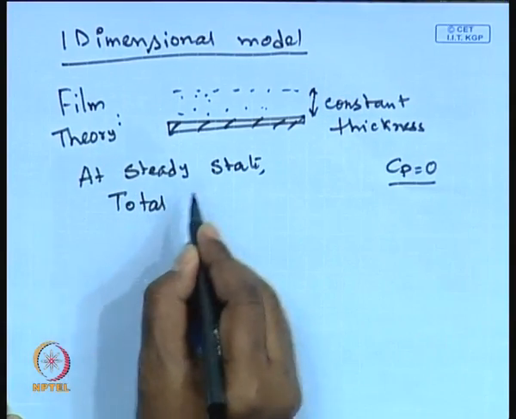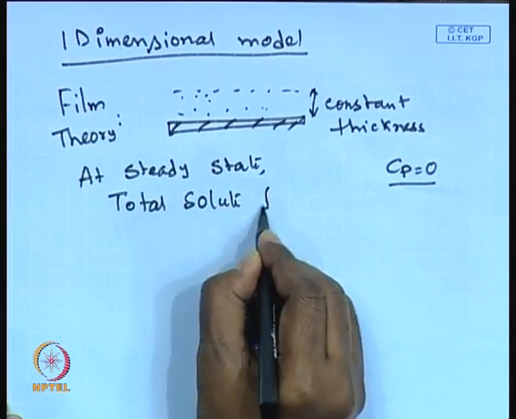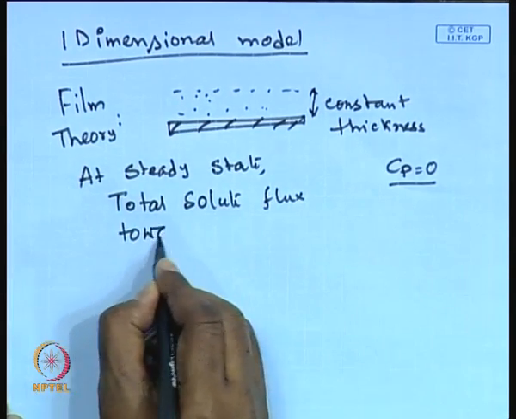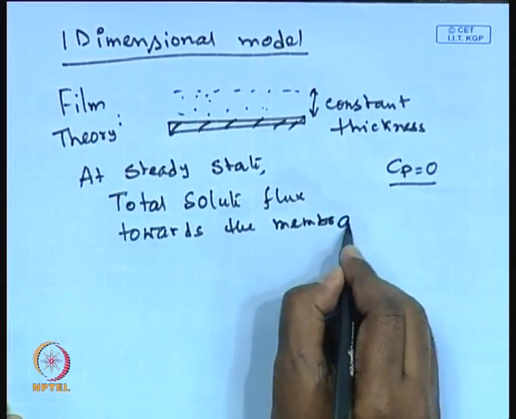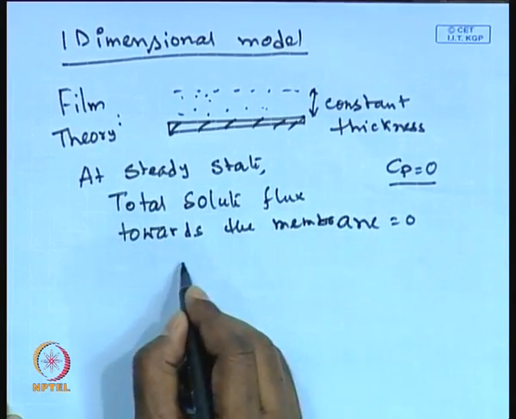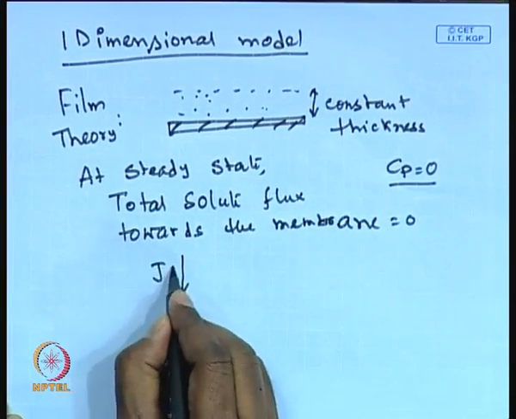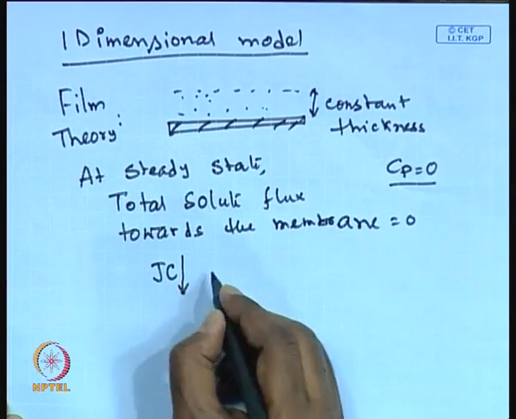In that case, if the molecular weight is very high, the size will be definitely very, very large. Okay? And the available membranes that we are using, even for the microfiltration membrane, in most of the cases, these particles are completely retained by the membrane. So it is most realistic to have a permeate concentration to be zero in gel layer control filtration. Okay? So at the steady state, the total solute flux towards the membrane is equal to 0. What is the total solute flux? One is J times C. J times C is nothing but the convective flux.